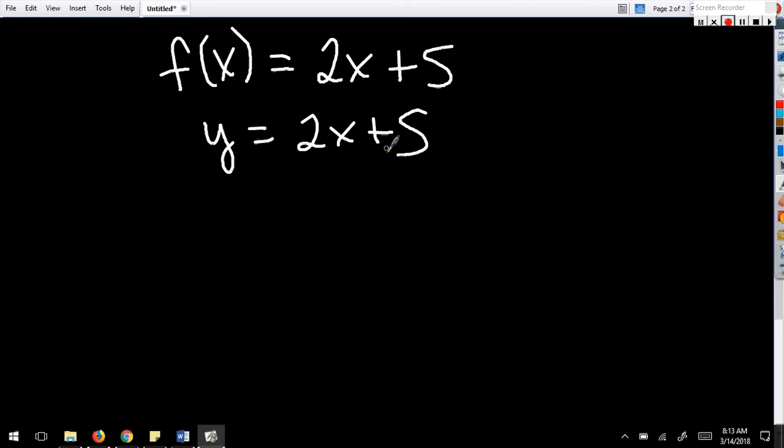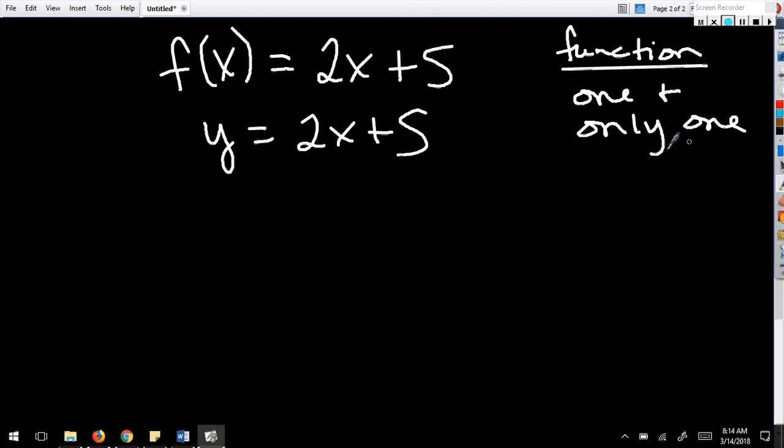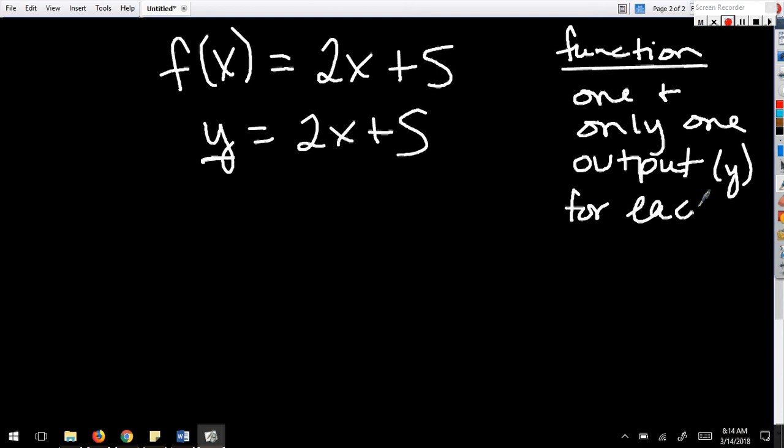What's the definition of a function? Do we not remember? It has to have certain parts. A function, by definition, has one and only one output. Output is what in terms of an equation? The answer, what does it equal? The y. The y is the output. One and only one output, which is y, for each input.